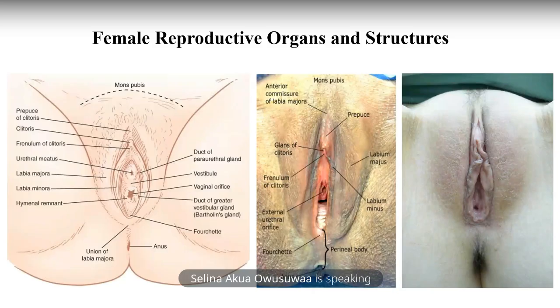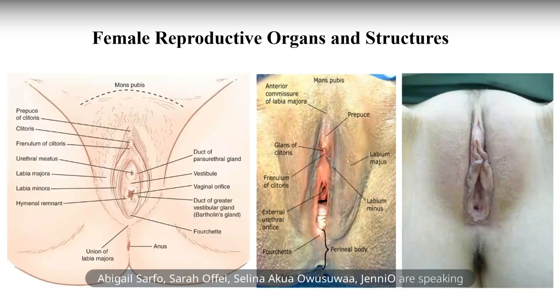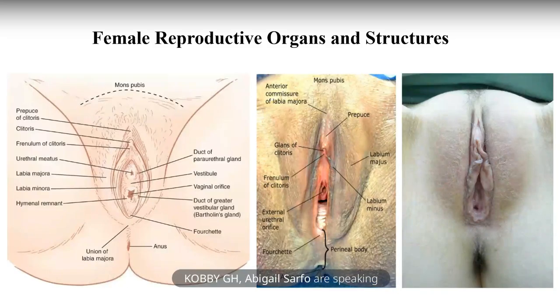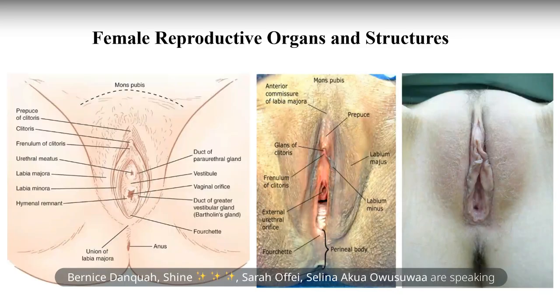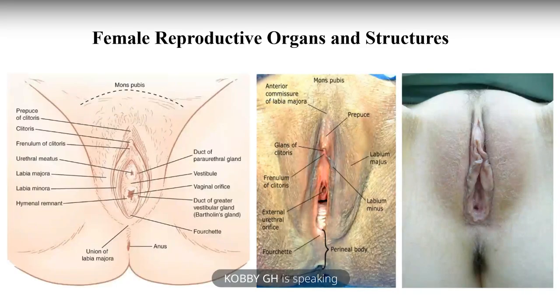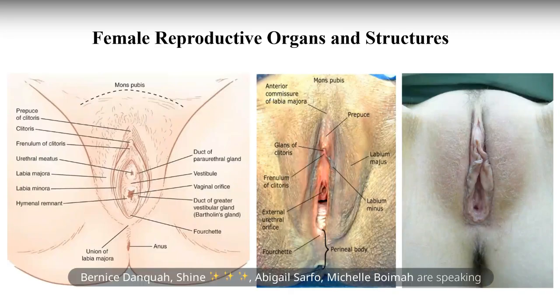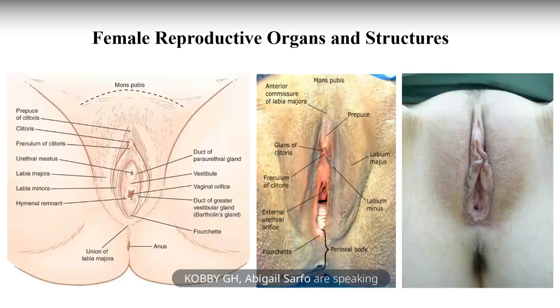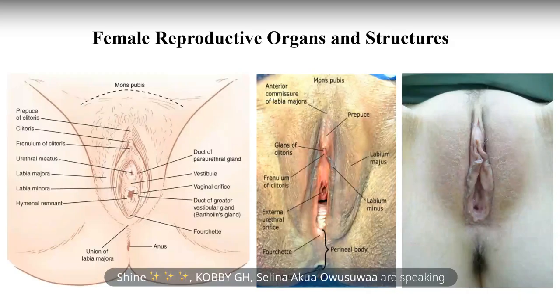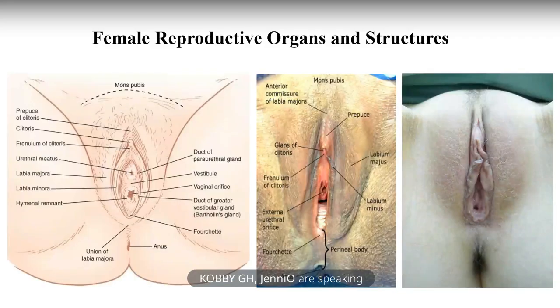Paraurethral gland. You can also call that gland the Skene's gland. Say it: Skene's gland. Skene's gland, paraurethral gland.